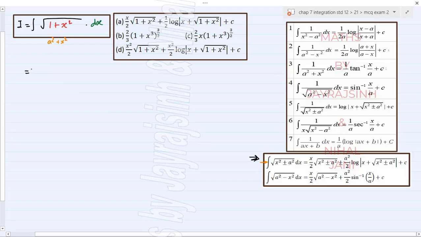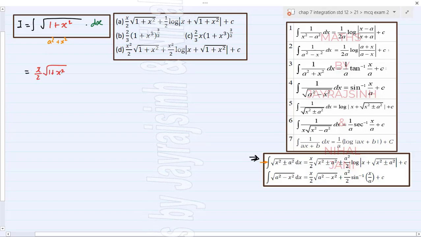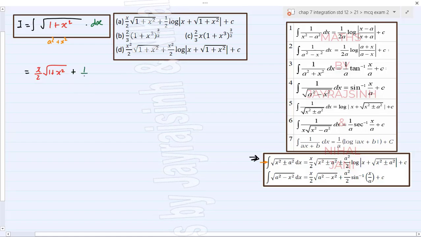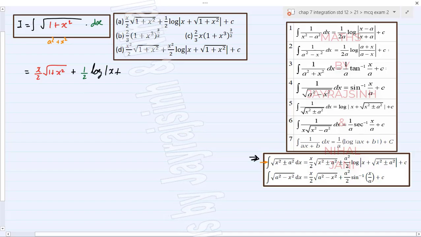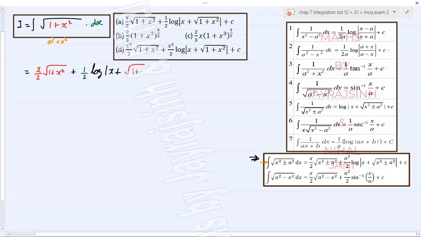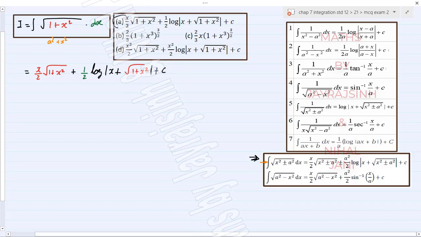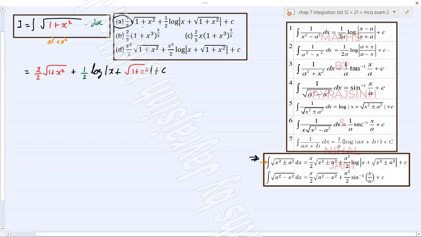So its answer will be x by 2 under root of 1 plus x square plus a square by 2, or we can say 1 by 2 log mod x plus under root of 1 plus x square plus c, which is given in option A.